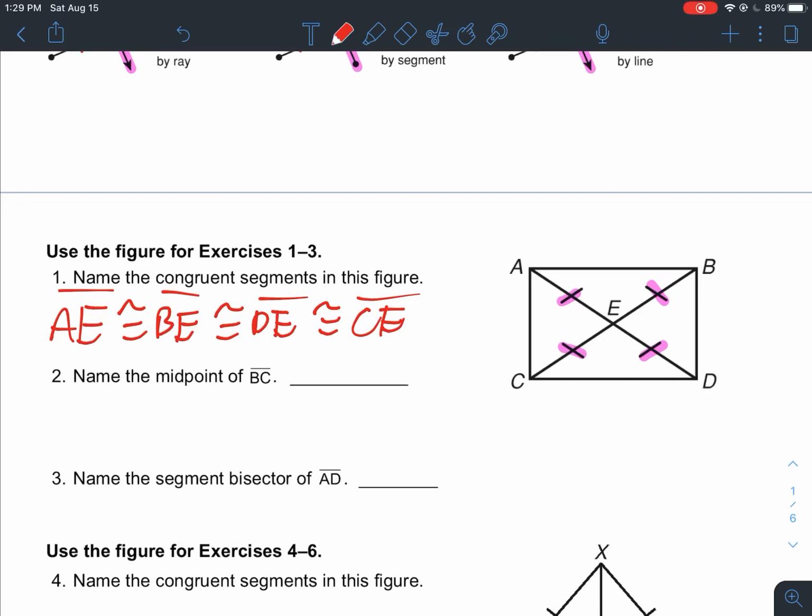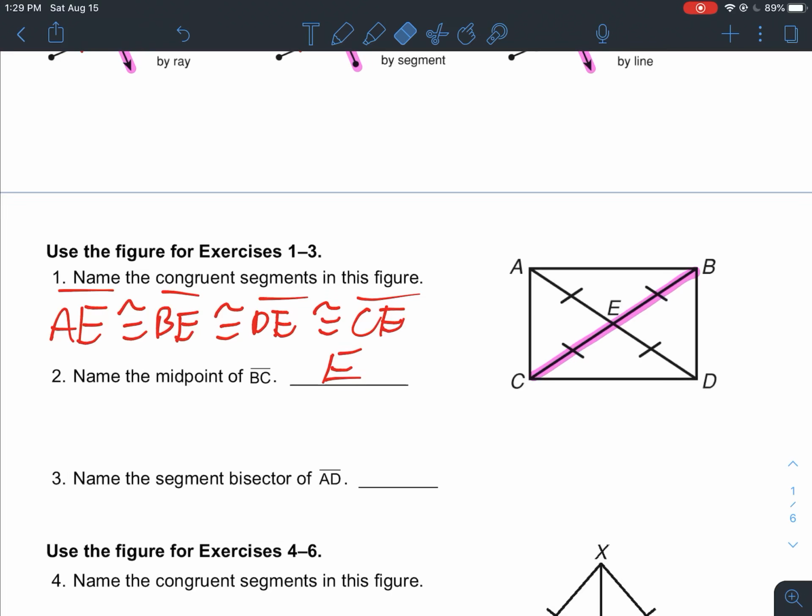How do I know that? Again, it's just because they have the same tick mark on all 4 of those. So they must be congruent. Number 2, name the midpoint of BC. Now here's BC. What point is in the middle of that cuts it into 2 equal segments? Well, that's just point E.